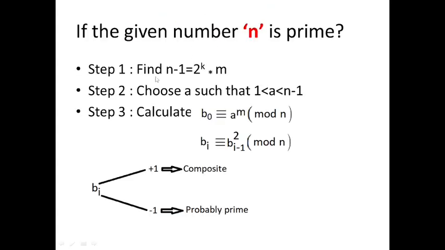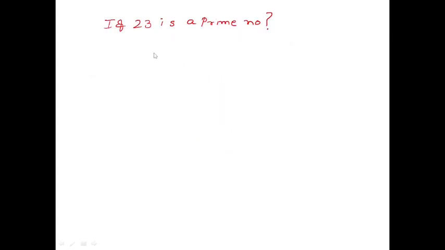Let's say we are going to check if 23 is a prime number by the Miller-Rabin primality test. So based on the algorithm, what do you have to do? The first step is we have to find n minus 1 equal to 2 to the power k into m.